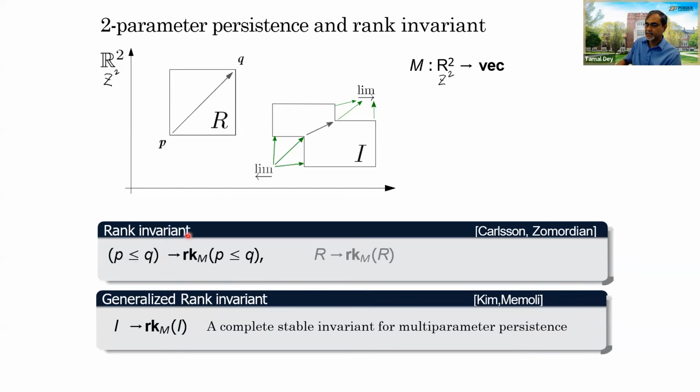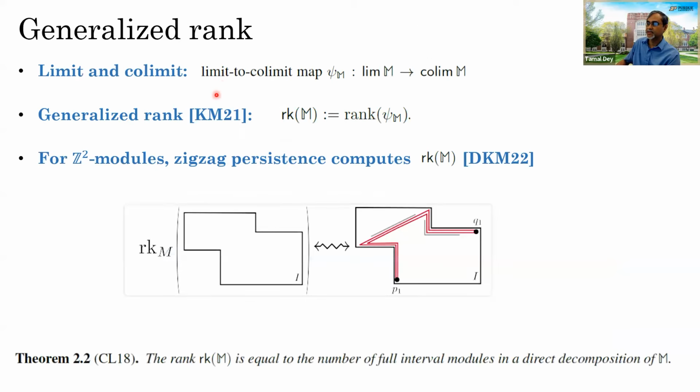So this is well known, but suppose your interval is no more a rectangle. Suppose your interval is like this here, which is not a rectangle. Then the notion of usual rank is not well defined. You cannot just say I take a lowest point p and highest point q and define the rank the way it is defined for the rectangle. So for this one, Kim and Mémoli define what is called a generalized rank. This generalized rank, as the picture suggests, is the rank of the map from limit to colimit.